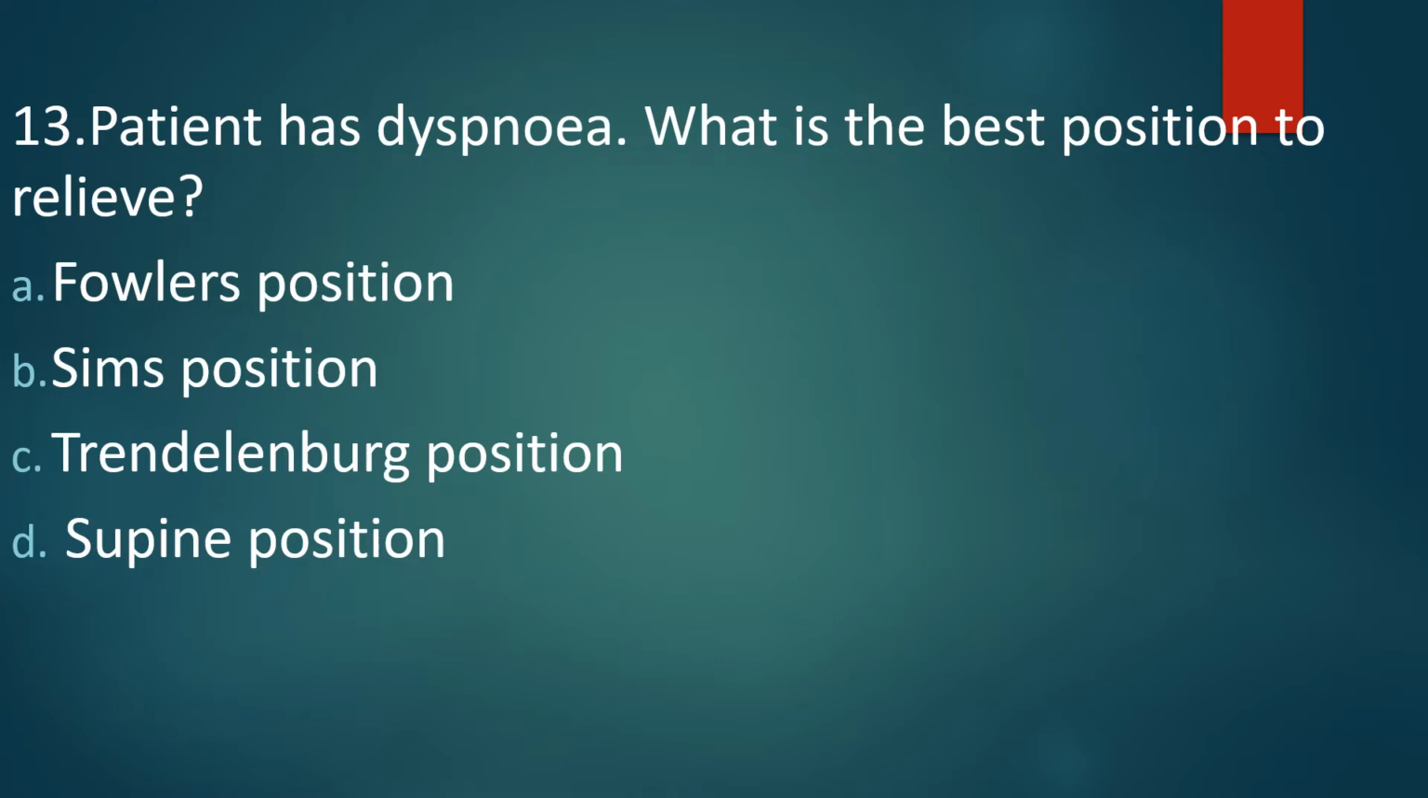If the patient is having dyspnea, the best position is, obviously, Fowler's position. Why? Because the patient will have proper, appropriate lung expansion in this position, Fowler's position, because it will be 45 degree.